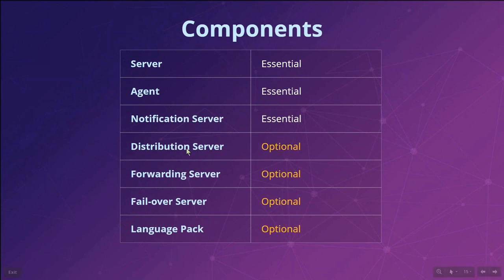Distribution server is optional. You can choose to have a distribution server, or choose not to have one as well. Of course, we spoke about the forwarding server, which is a secure gateway server that you can place in a DMZ, which is again optional. Failover server is again optional if you're looking for a failover concept. If you don't want to have redundancy or downtime, you can opt for a failover server. And language pack is again optional as well.